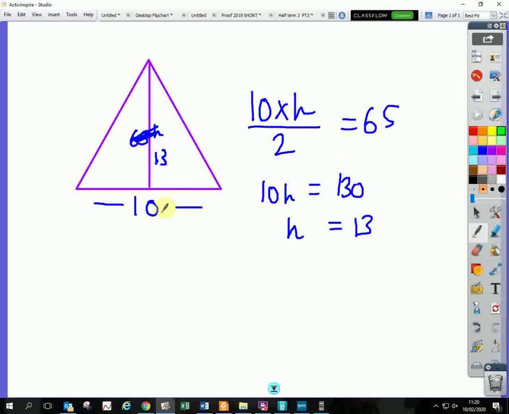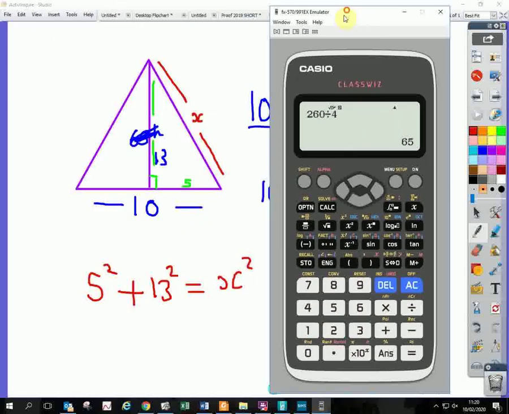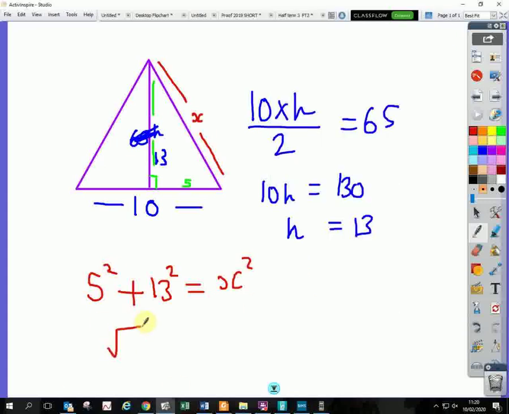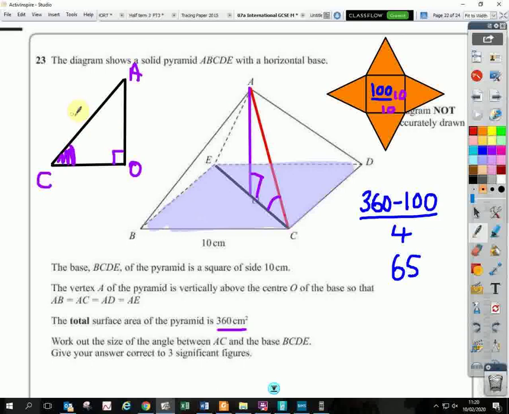If I consider this now as a right angle triangle, this length is 5 and this length here is 13, I can work out the slanted length by using Pythagoras' theorem. So 5 squared plus 13 squared is equal to x squared, and that means x is equal to the square root of that. So the square root of 5 squared plus 13 squared gives me root 194. Okay, so I have worked out one side that I need. If I go back to the question, I've worked out AC, which is root 194.